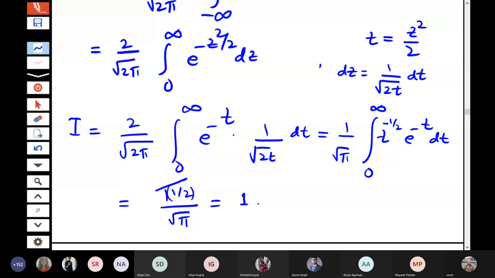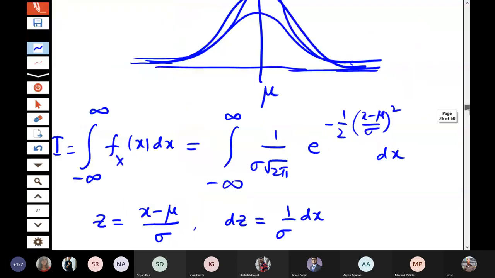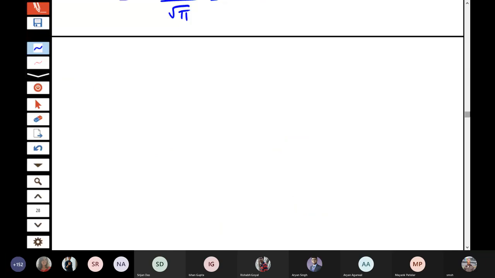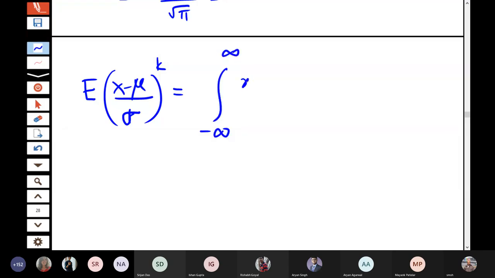Now we can easily go for the calculation of the moments, and from the way we have done this substitution, it is clear that it will be easier to calculate expectation of (x minus mu by sigma) to the power something, because exactly that substitution we are making. So in place of calculating expectation of x square, etc., let us look at expectation of (x minus mu by sigma) to the power k. So that is (x minus mu by sigma) to the power k.